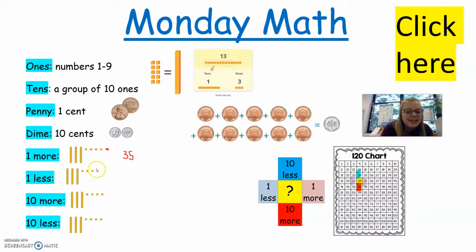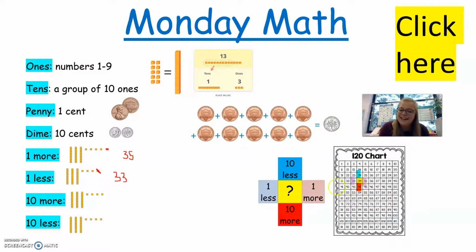One less is one fewer, so you can cross out a 1. And now count how many you have. 10, 20, 30, 31, 32, 33 is one less. You see I just crossed out a 1 because it's one less. That means I just need to take away 1. For 10 more, that means you're getting 10 bigger. On the hundreds chart, you can just go down from your number. So 34, I go down and I'm at 44.